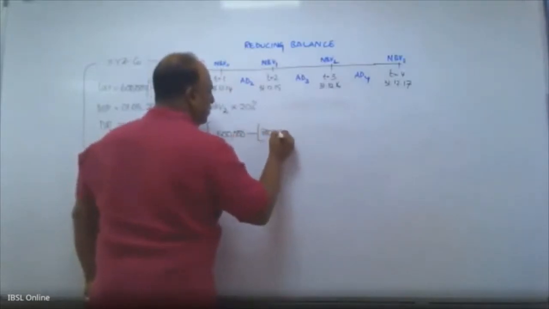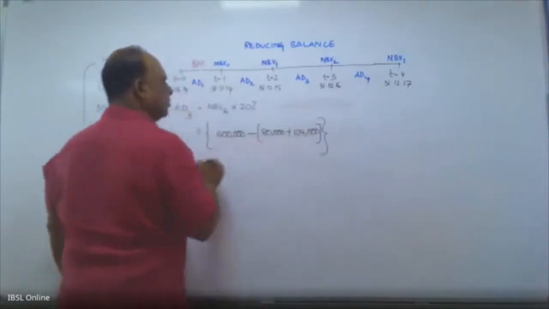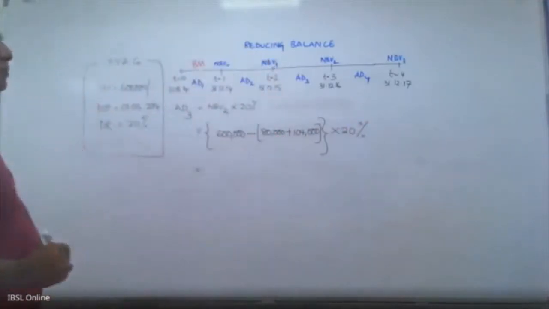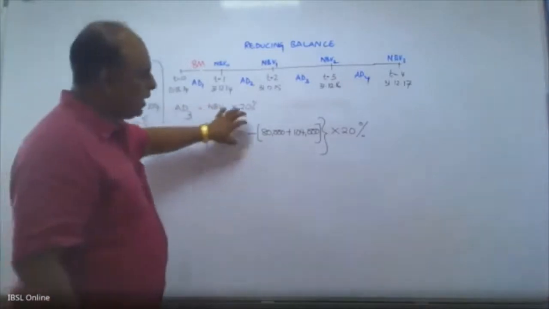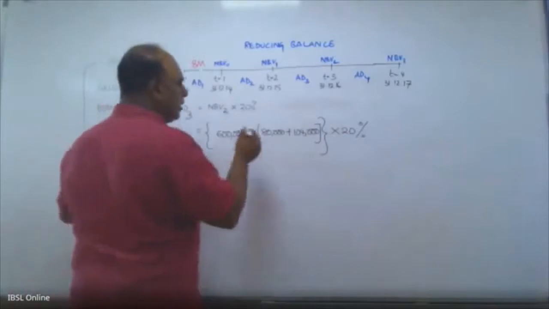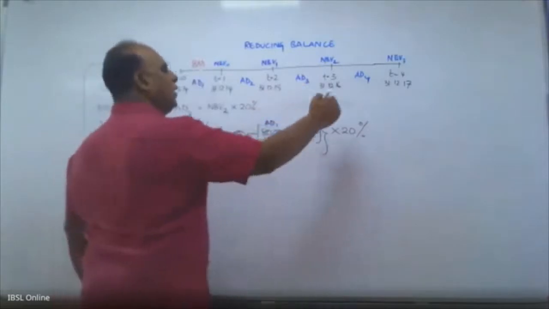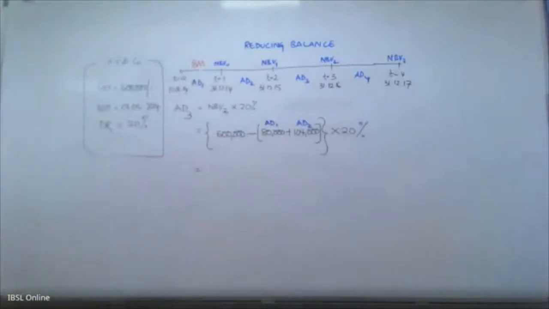80,000 plus 104,000, into 20%. Is that understood? Cost minus accumulated depreciation. So what is accumulated depreciation? This is AD1. This is AD2. So as you go on, you will add AD3, AD4. So what is the depreciation?